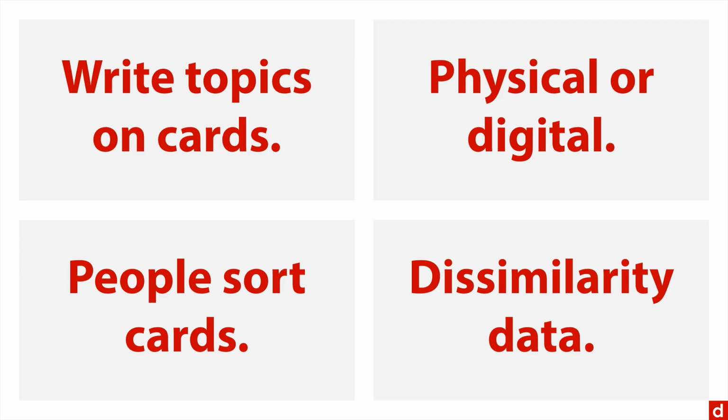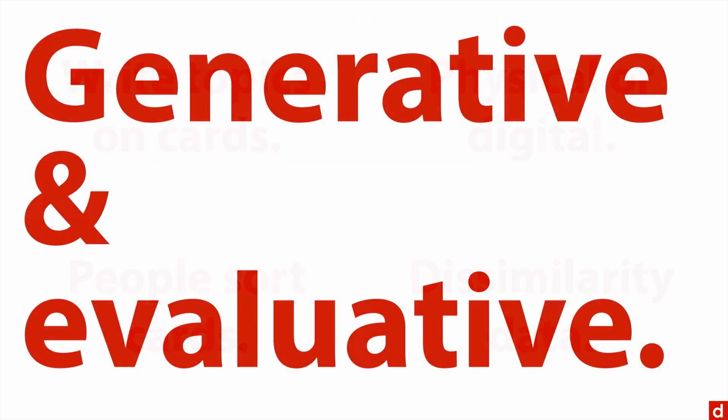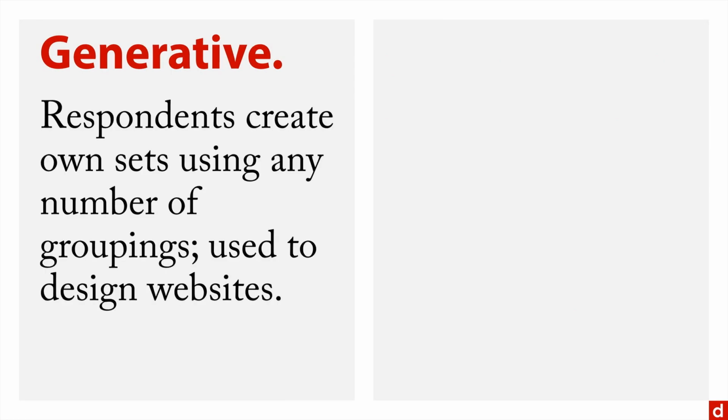Now, there are two very general kinds of card sorting tasks. They're generative and there's evaluative. A generative card sorting task is one in which respondents create their own sets, their own piles of cards, using any number of groupings they like. This might be used, for instance, to design a website. If people are going to be looking for one kind of information next to another one, then you want to put that together on the website so they know where to expect it.